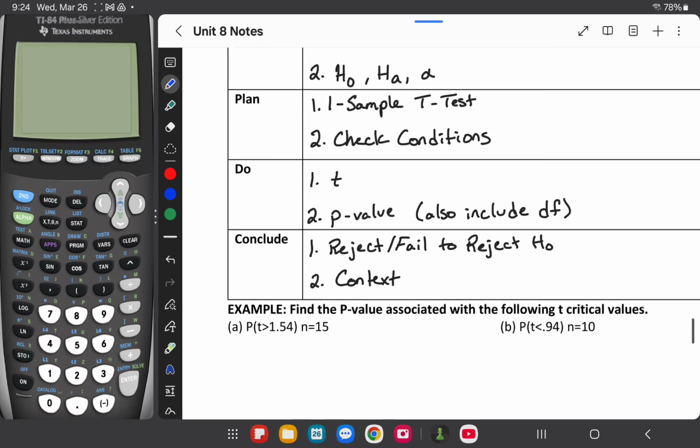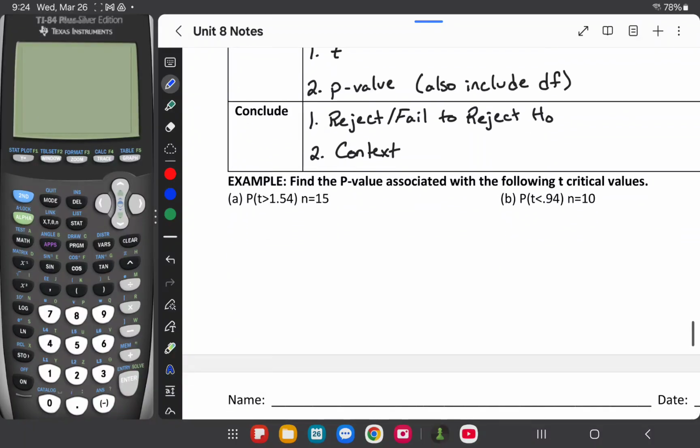Okay, so before we actually go through and do a significance test, let's make sure we can find the appropriate p-values using our graphing calculator. So keep in mind for each of these examples, while it gives us n, we are really interested in the degrees of freedom, which is one less than that. So for our first example, degrees of freedom will be 14, and for the second, degrees of freedom will be 9.